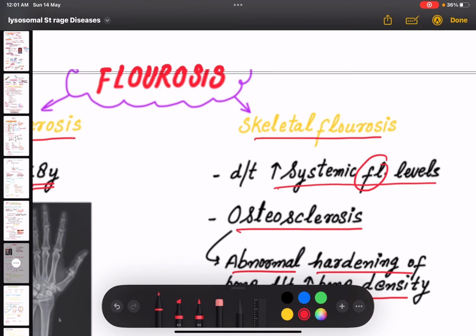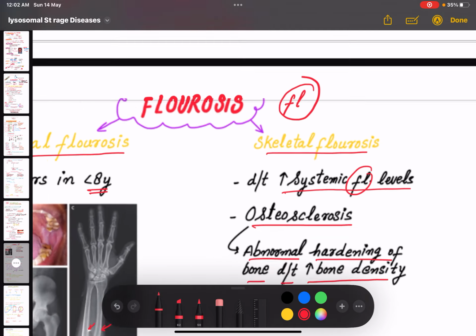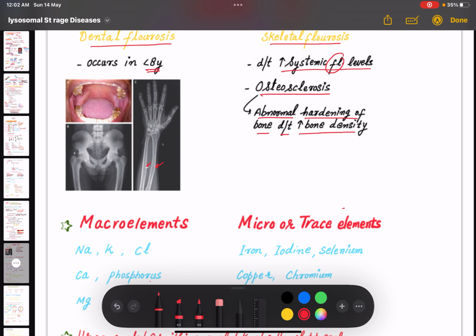This time in the FMGE exam, a question was asked. It was a case of fluorosis, but the question was asking which element is responsible for fluorosis. That is fluorine. Fluorine is responsible for fluorosis. This is the case of dental fluorosis, and this is skeletal fluorosis.